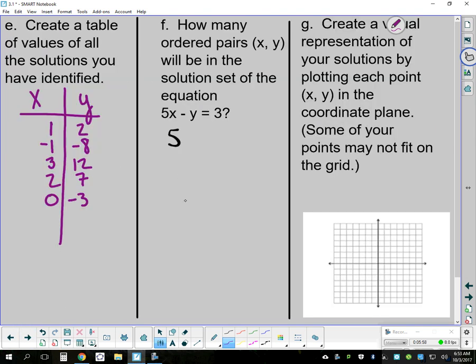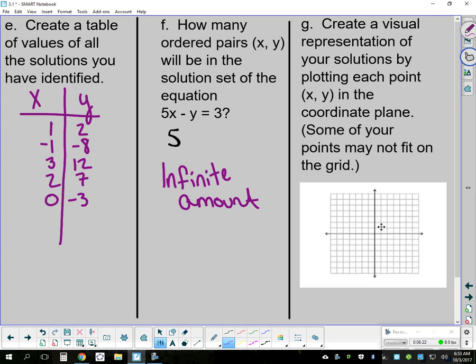But how many ordered pairs would there actually be? There'd be an infinite amount. Okay, we could find an infinite amount of ordered pairs that would work in this equation. Finally, create a visual representation of your solutions by plotting each point in the coordinate plane.